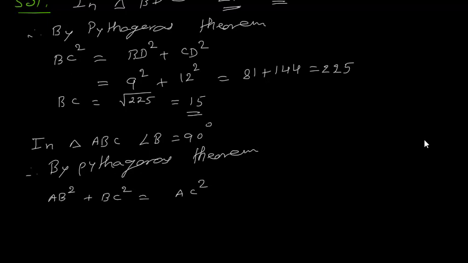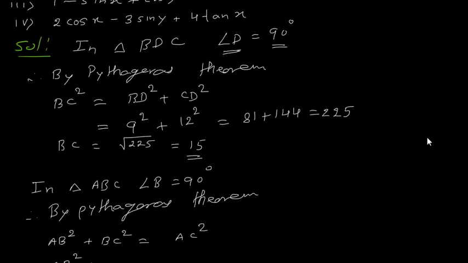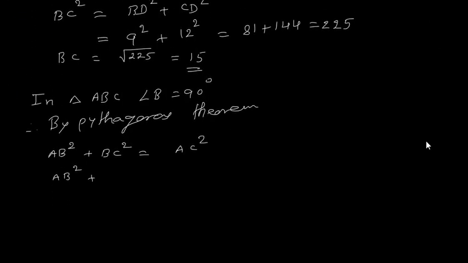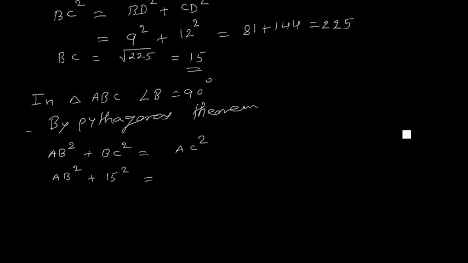Now AB square we don't know, so I will write AB square plus BC square. So value of BC is 15. So AB square plus here we have 15 square is equals to AC. Now value of AC is also there. So AC, if you see, it is 25. So we will write this as 25 square.